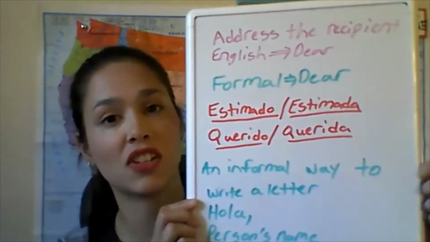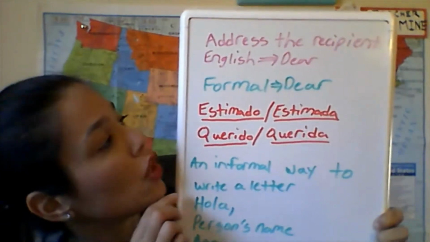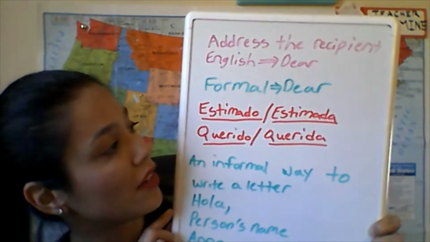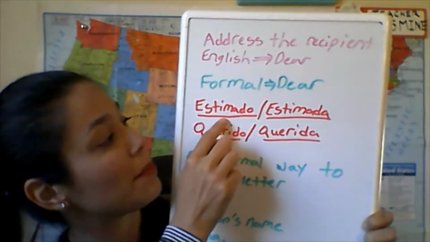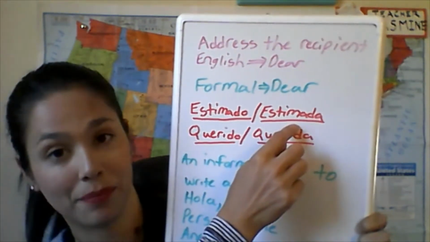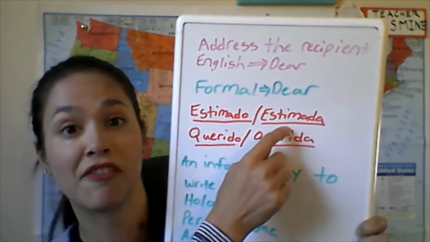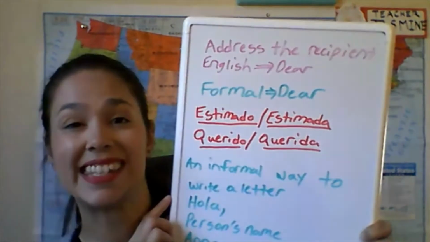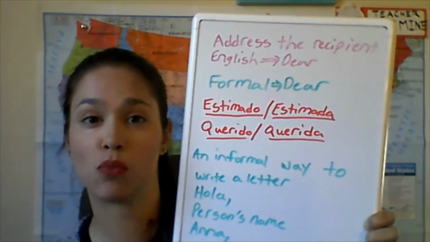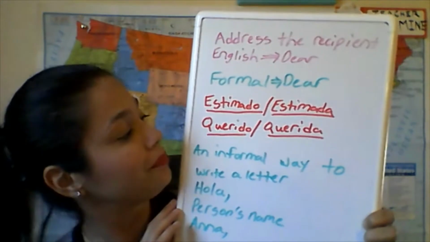Great job. Now let's review the different ways you can address the recipient. So in English, you usually use the term dear when you start a letter. In Spanish, there's a few different ways you can do that. So let's look at some examples. The formal way to use dear in Spanish could be estimado or estimada. Estimado, the masculine, estimada, the feminine. And this means esteemed in English. But in writing a letter, it can also mean dear.